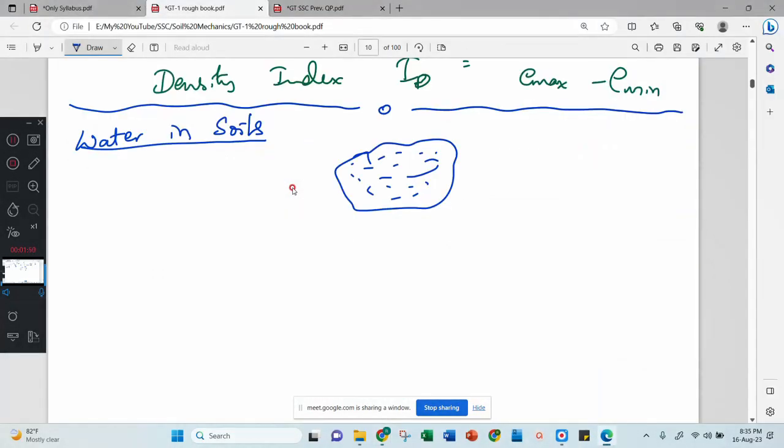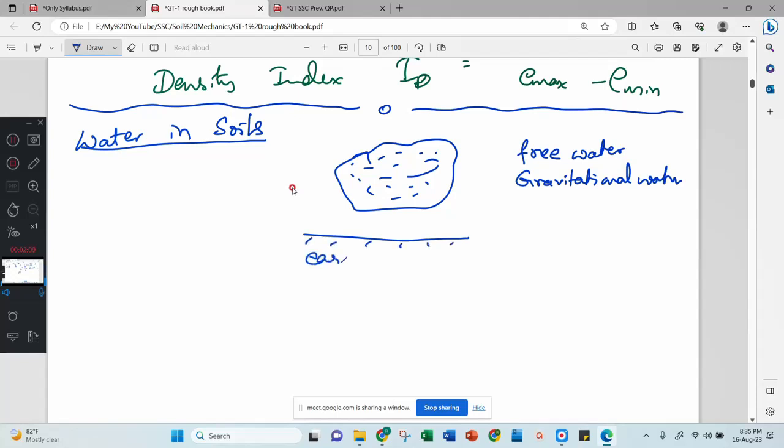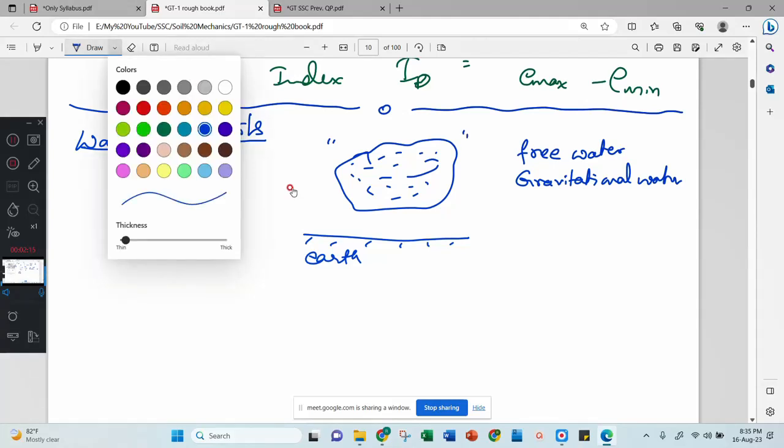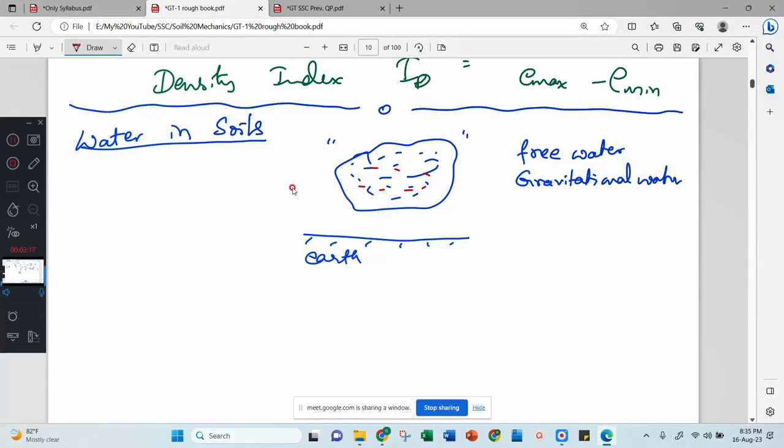free water, or gravitational water. Both are the same. Free water or gravitational water means, let us consider this is your earth, and this is your soil. Inside this soil there is some amount of water. This water, with gravity, will be dropping down. The water which can be attracted by gravity is called gravitational water.